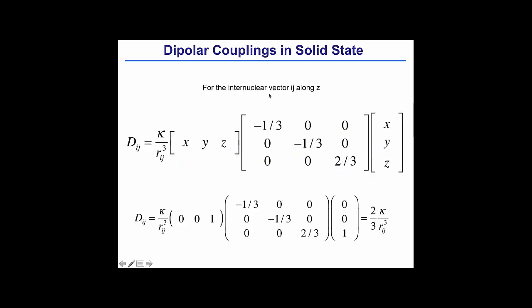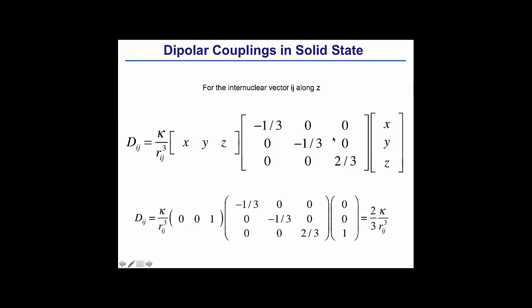So for the internuclear vector Ij along Z, we can replace here. If it is along Z, the vector R that represents that orientation is 0, 0, 1, and then times this. So the 1, when you multiply, will read this value, and the 0 will read this one, and the other 0 this one, so it's 0, and then the product is just 2/3. So we get exactly the same result if we use the cosine square or if we use the tensorial form.